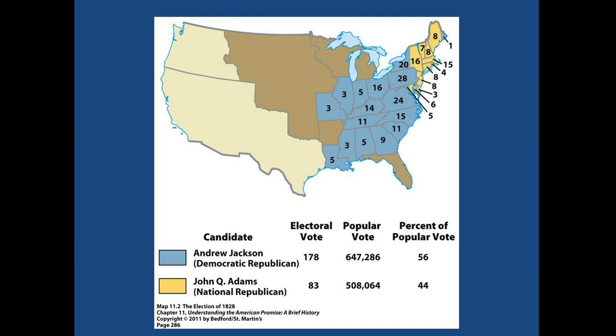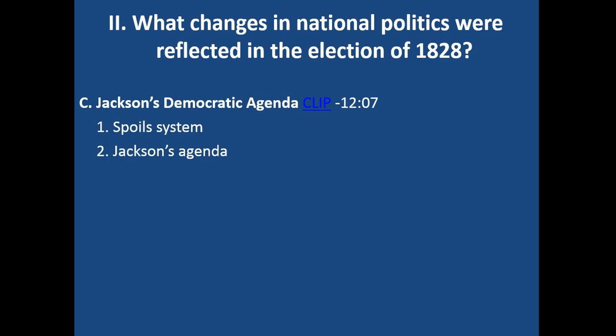Part 2 of Chapter 11, you can see that Andrew Jackson has won very handily the electoral vote in the election of 1828 here. And so a little bit about Jackson's democratic agenda. So the first thing here is called the spoils system.